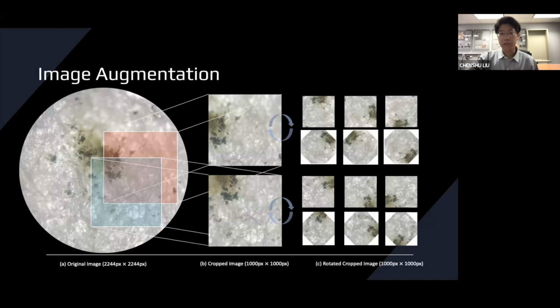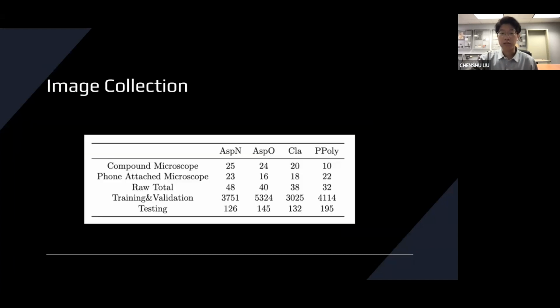So after this image augmentation task, we're ending up with all these images. So for the raw total for all these 4 strains of microorganisms, we can see it's clearly not enough. So after the augmentation, we have more than enough images for training the model and evaluating the model.